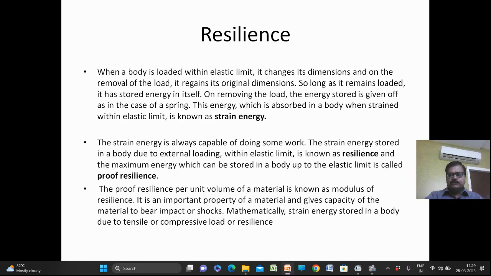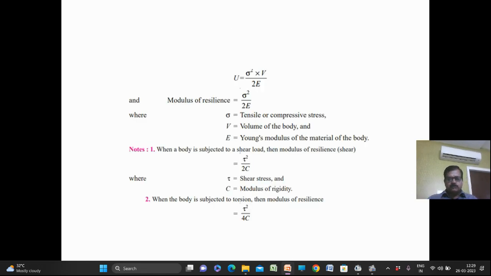Mathematically, the strain energy stored in the body, either due to tensile or compressive loads, is designated by the capital U, and U is equal to sigma square by 2E into V. Sigma is the impact stress, E is the Young's modulus, and V is the volume of the member, the cross sectional area multiplied by the length.